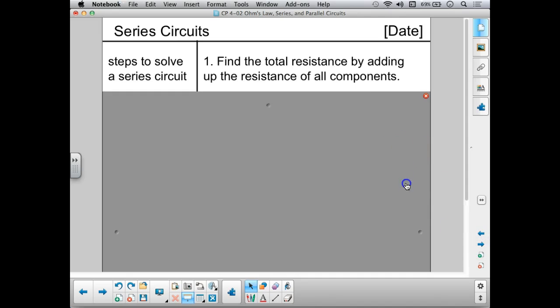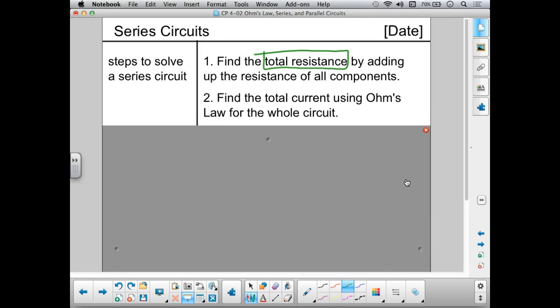Okay, let's take a look at some rules about how to solve a series circuit. Step 1, generally, we know the resistances of the components in the circuit, whether they're bulbs or resistors. In most cases, the resistance of those bulbs is known. So step 1 is to find the total resistance by adding up the resistance of all the components. I take the resistance of the first component, then the second, the third, and so on, however many components I have in series, in a row, and then I add them all up. That's going to give me the total resistance of the circuit.